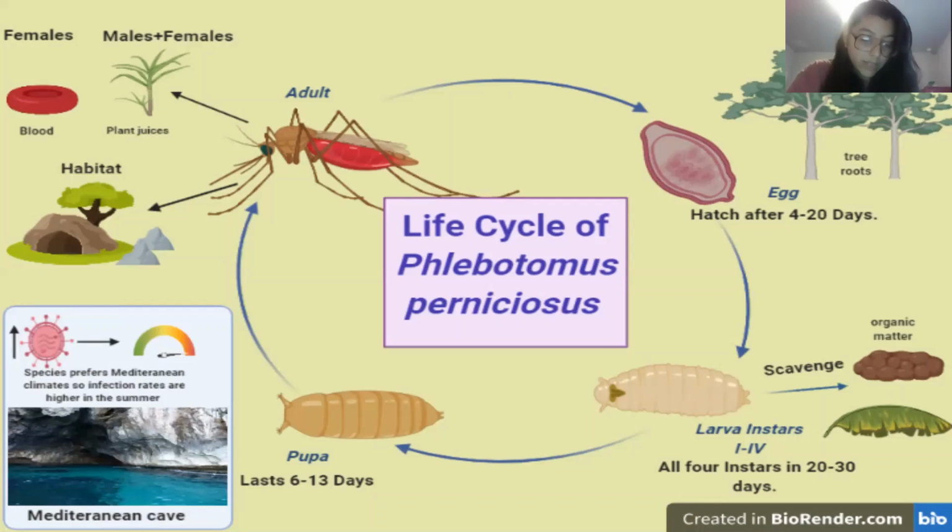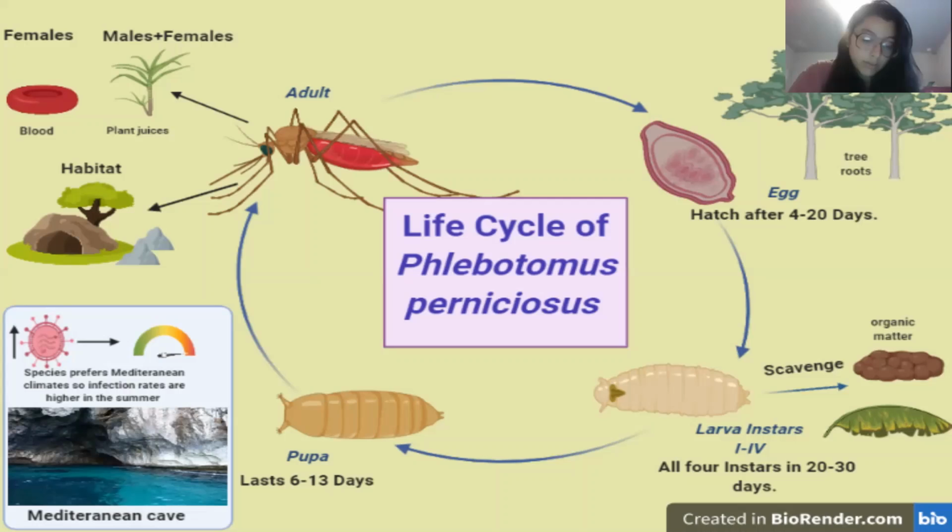Next, we will have the larvae that come from the eggs. Now, these larvae mainly scavenge for food that is organic matter, and they live in cool and moist places. All 4 instars are completed within 20 to 30 days, and then in the final molt, the pupa emerges. The pupae stage lasts 6 to 13 days, where it metamorphosizes into an adult fly. Now, metamorphosis is just a term for when some immature organism transforms itself into a mature form.